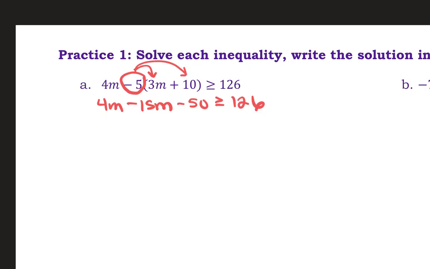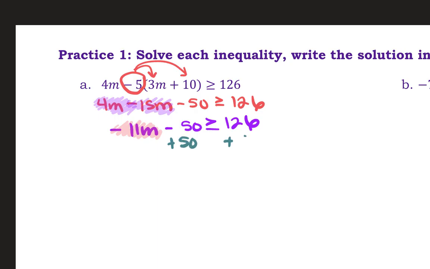All right, looking at the variable, which is negative 15m, we had to combine 4m and the negative 15m. What's 4 minus 15? Negative 11. And then minus 50, greater than or equal to 126. All right, highlighting the variable, what should we move over or away from what's highlighted? The negative 50. What's the opposite of a negative 50? Positive 50. So we should have a negative 11m greater than or equal to 176.